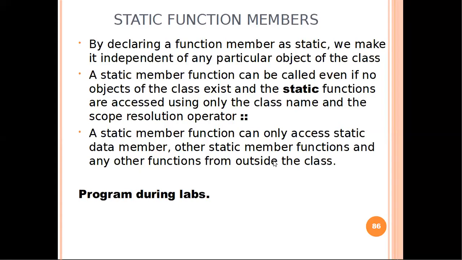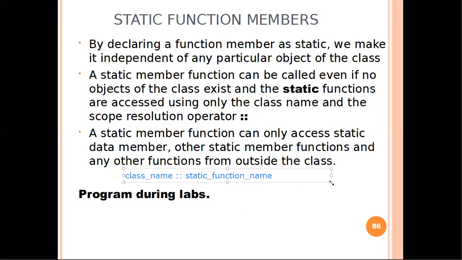So how are we going to access that static function? I will write down the syntax here: directly the class name, scope resolution operator, and the static function name. Okay, so this is the syntax. In this manner we call that static function. There is no need to create the object of that class, so with the help of the class name directly, we access that static function.